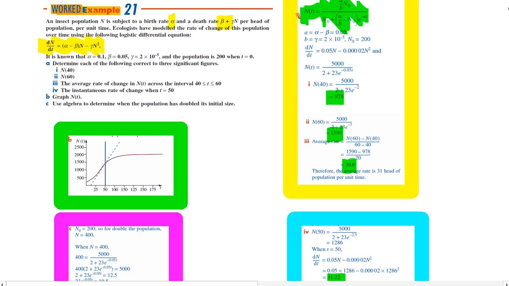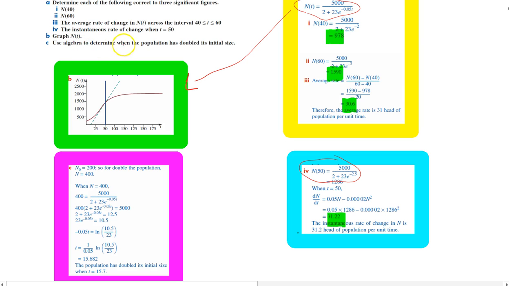Part B, graph the function. Well, that's going to be really straightforward because you already know the function is this here. So just putting that into GeoGebra or your graphics calculator, you'll get something that looks like this.